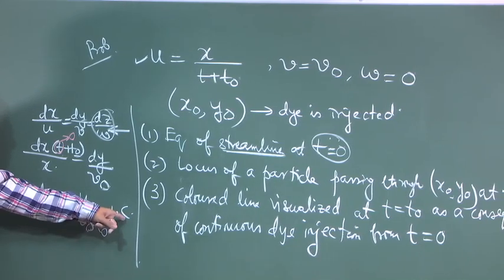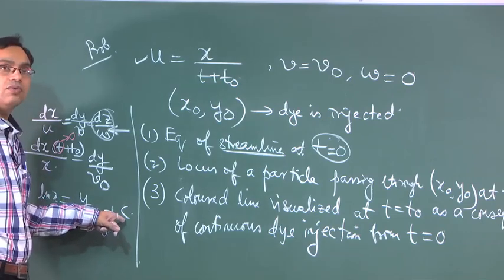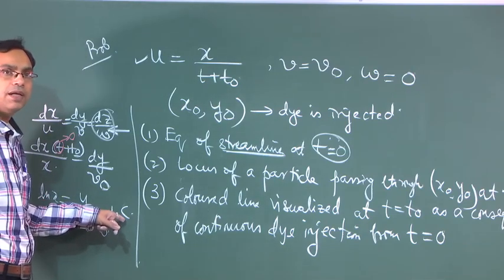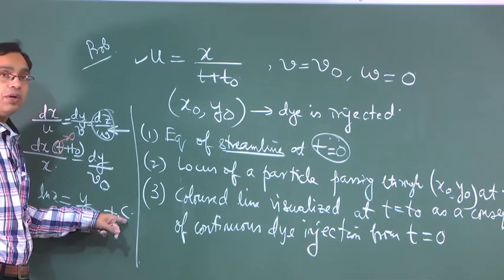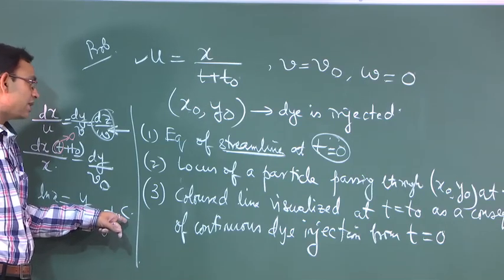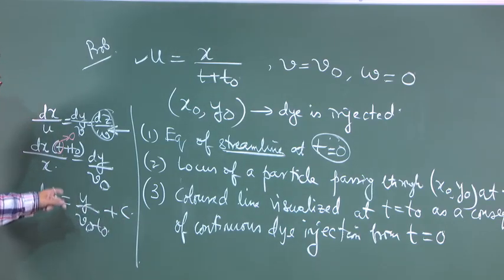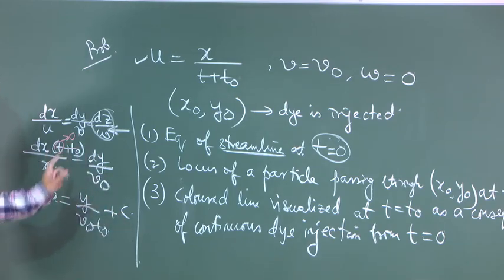So, what are the parameters on which this C will depend? You have to give a point through which the streamline passes. So, let us say that the streamline passes through x0 comma y0. If you constrain the streamline to pass through x0 y0, you will get the value of C from here, and that completes the solution of the first part.